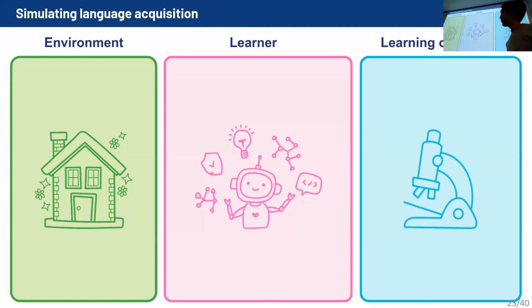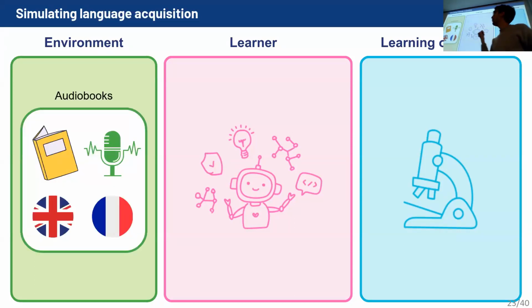So here's the approach. We have a model of the environment, so the input the child receives. We have a model of the learner, so the mechanisms responsible for learning, and we have a model of the learning outcome, so how we evaluate the model's language capabilities. For this first study, we used English and French audiobooks. So this is our model of the environment, and the idea is to simulate the development of an English learning or a French learning infant.